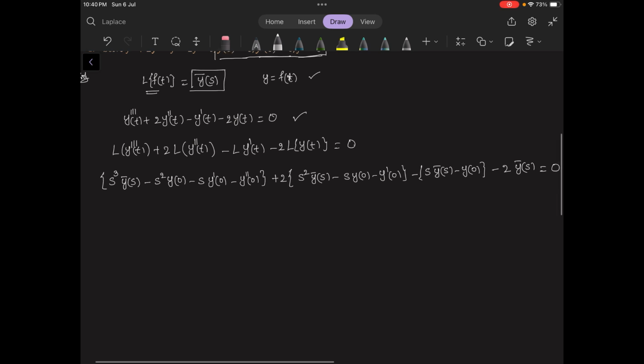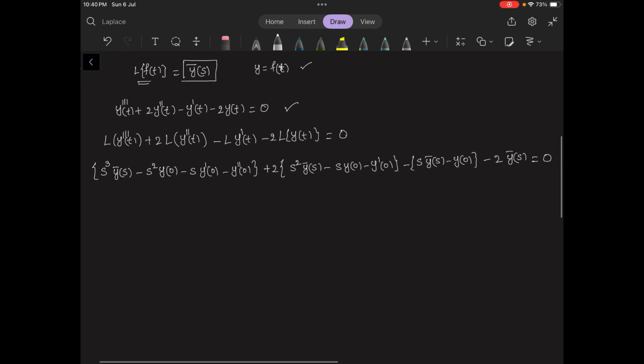Now I am going to take y bar of s common in each and every term. We have a total of 4 terms containing y bar of s. So s cube plus 2s square minus s minus 2 into y bar of s.